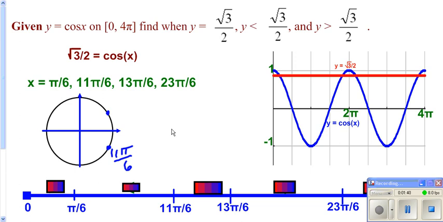Graphically speaking, what we have found, here's your cosine graph in blue. Red is your root 3 over 2. What we have found here in green matches up with these points of where it crosses.